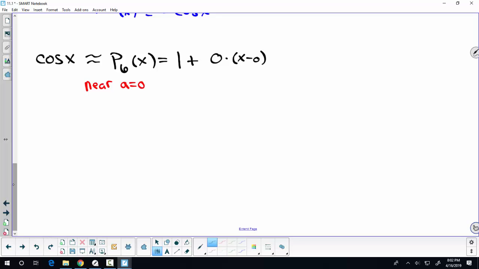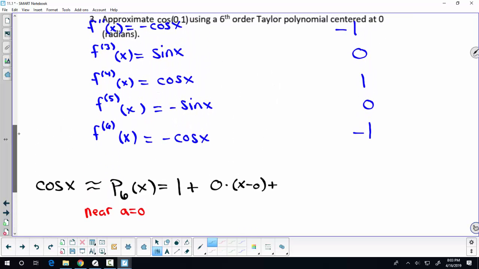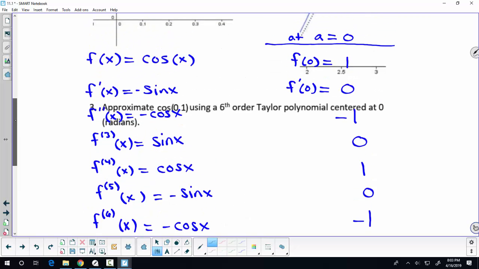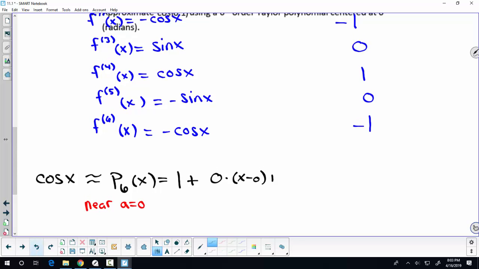I don't know if I can fit all of this in here. Our second, our third term, well, that got moved too. Still there.